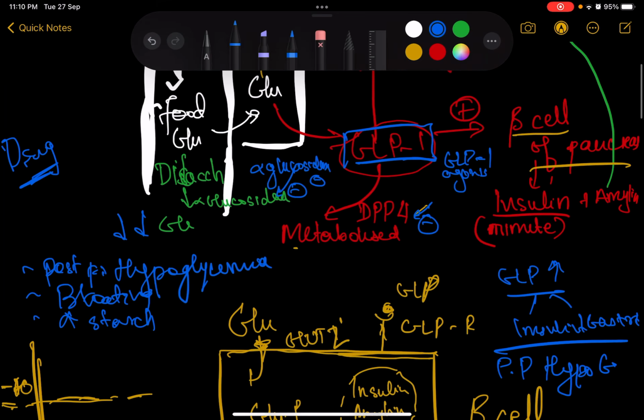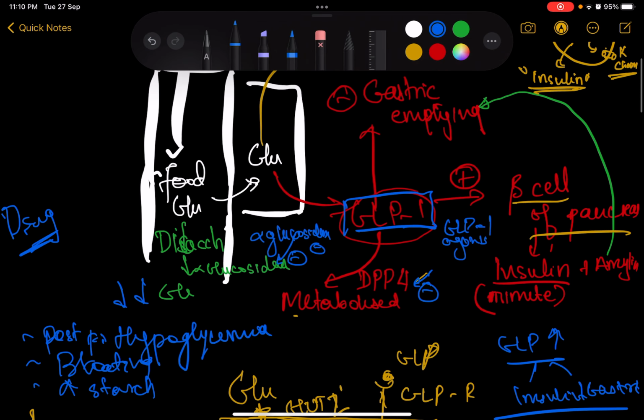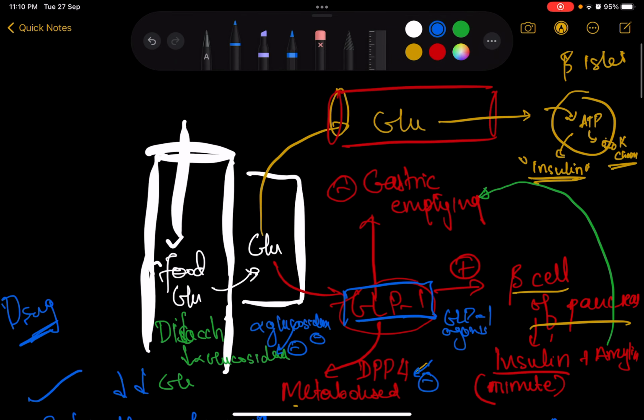But when will this be effective? Will this be always effective? Well, this can be effective in all cases. Let's say DM1 and DM2. For that, you'll have to understand what is DM1 and what is DM2. DM1 is where you have a decrease in beta cells of the pancreas, and DM2 is when there is increased resistance to insulin.